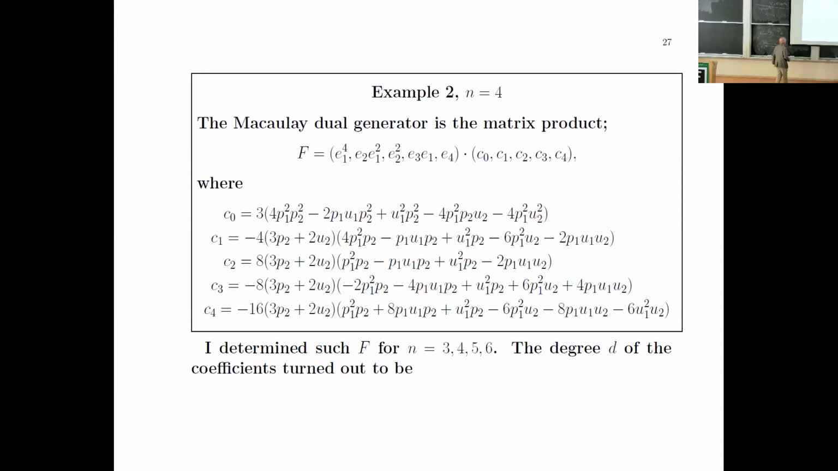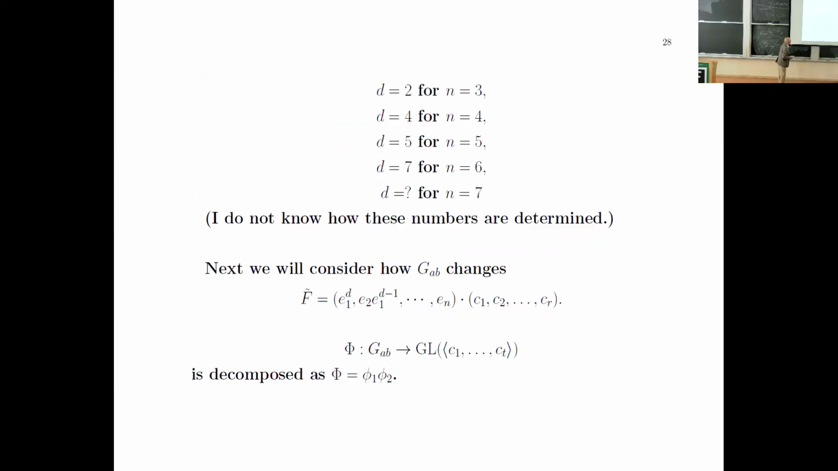I determined such an F for n is 3, 4, 5, 6. The degree D of the coefficients turns out to be like this. When n is 3, it's 2, when n is 4, the degree is 4. When n is 5, degree is 5. When n is 6, the degree is 7. But I don't know what D is when n is 7. But anyway, this should be determined.